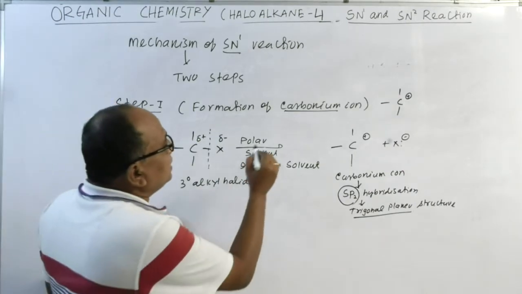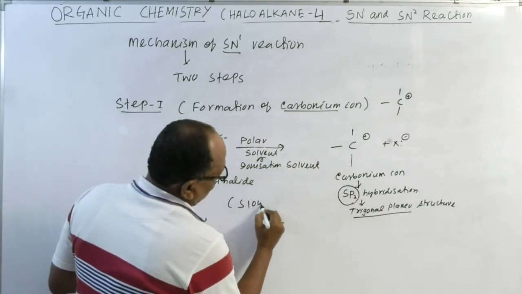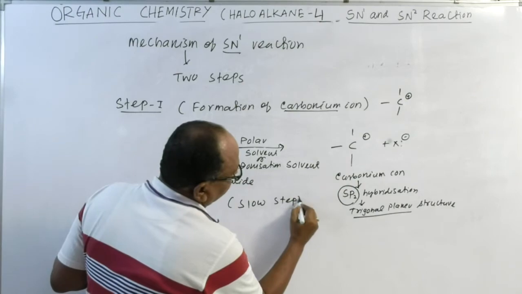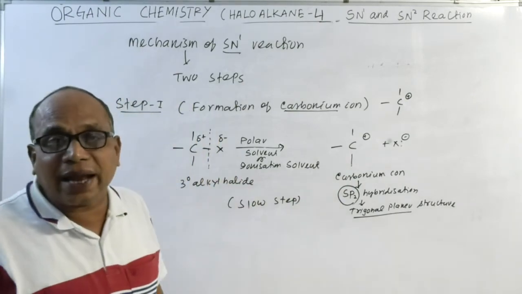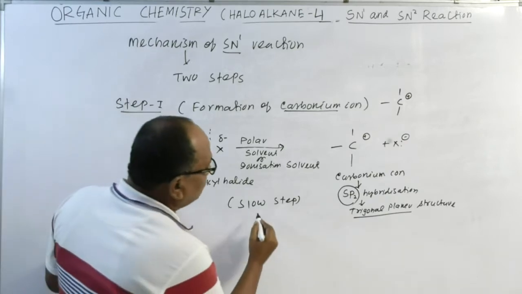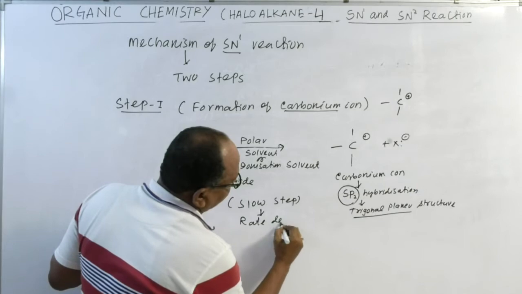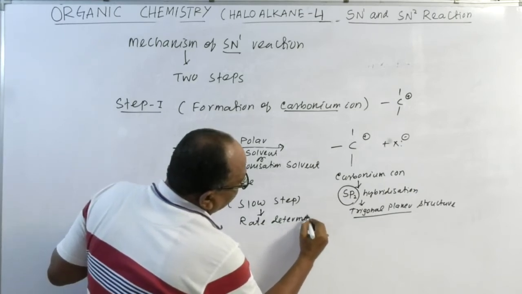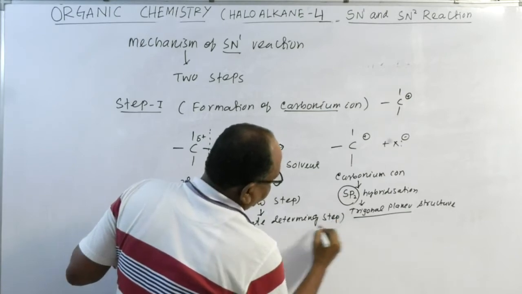Next question, this one is called the slow step. That means it controls the rate of the chemical reaction, the slow step. And the slow step is also known as the rate determining step.